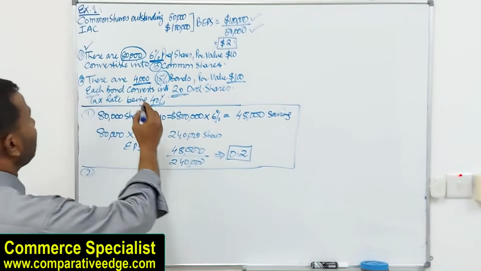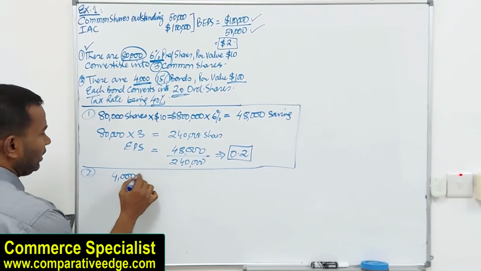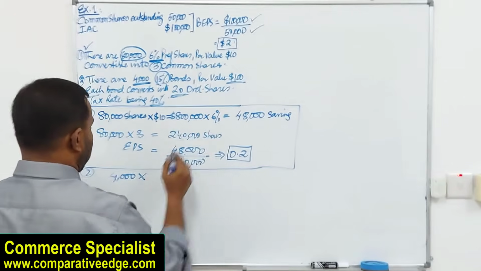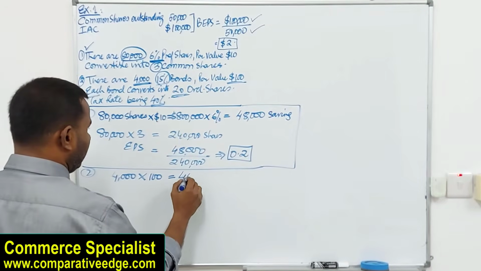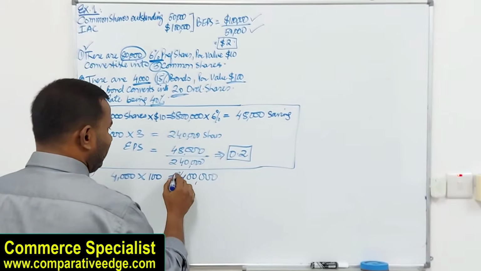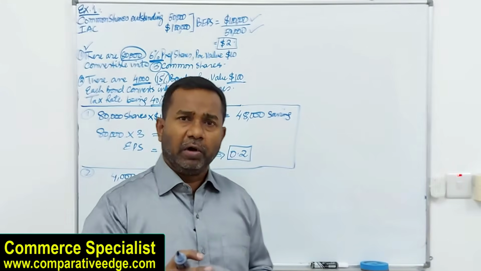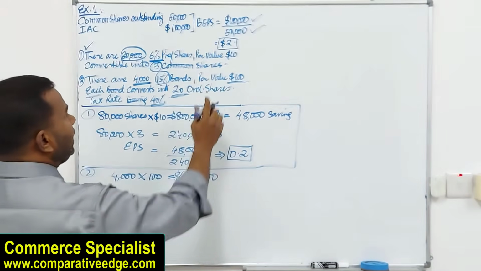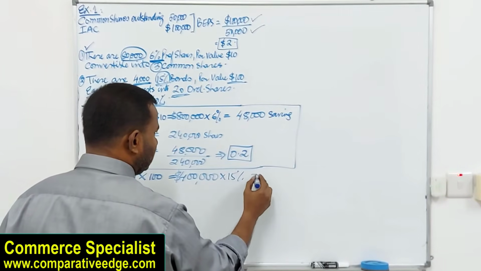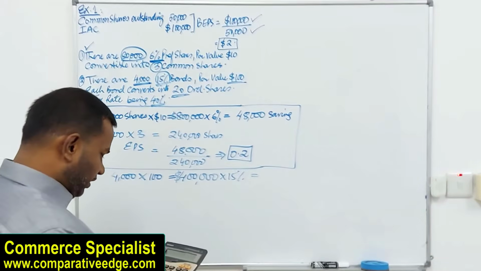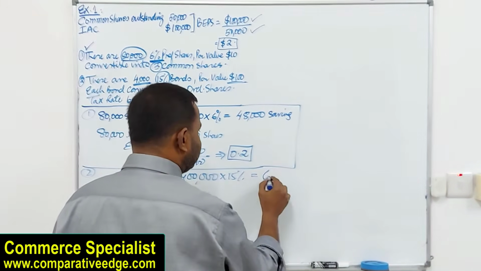So if you look, there are 4,000 bonds. Each bond has a par value of 100. So if I multiply, I'll get 400,000. That's the value of bond. Please remember, interest is always calculated on the value of bond. Interest rate is 15%. So 400,000 into 0.15 gives you 60,000.